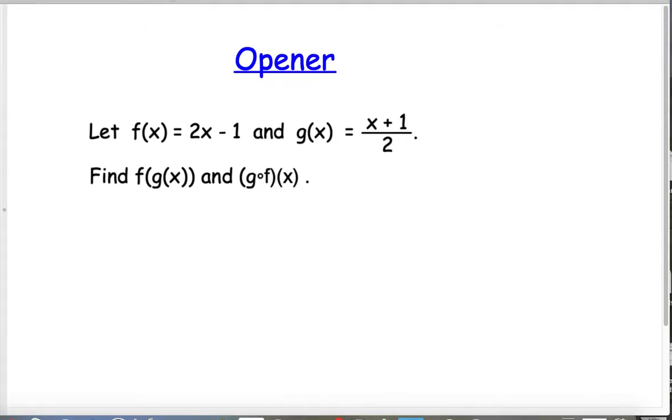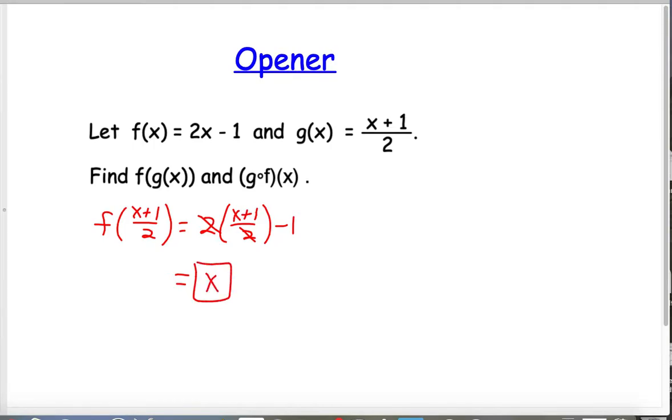Okay, I'm going to work through the solution, so hopefully you have paused and worked it out yourself. So for f of g of x, I'm going to send f the g function. So I'm going to put (x plus 1) over 2 into the f function. And so that's going to do 2 times the input minus 1. And these 2's cancel. 2 divided by 2 is 1. So we're left with x plus 1 minus 1, which is just x.